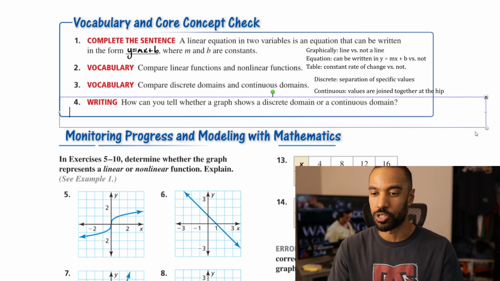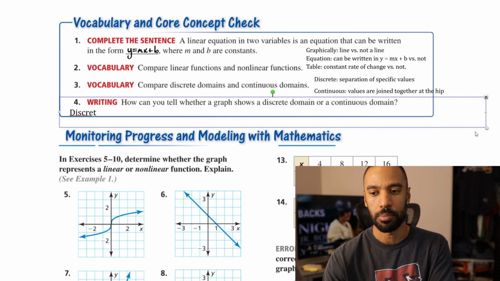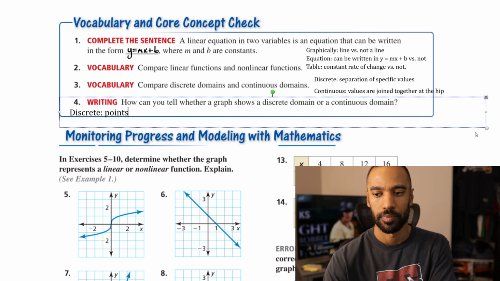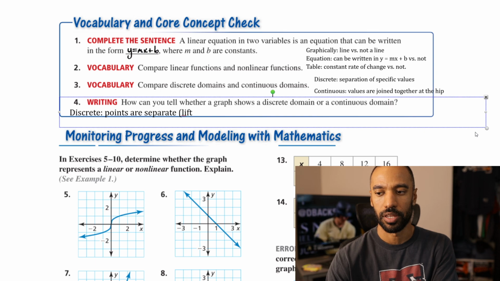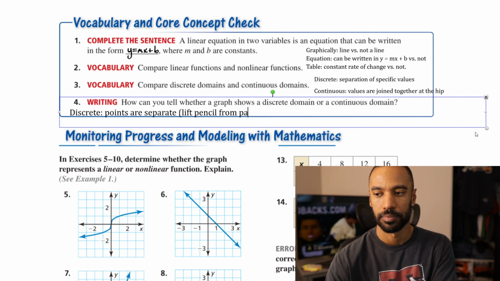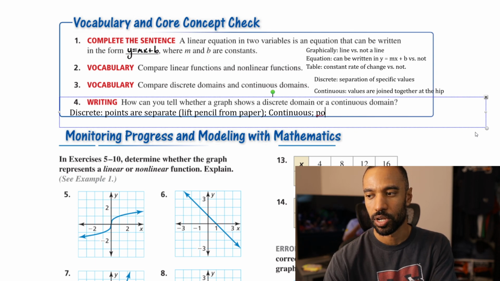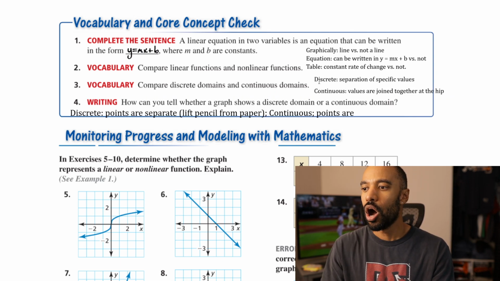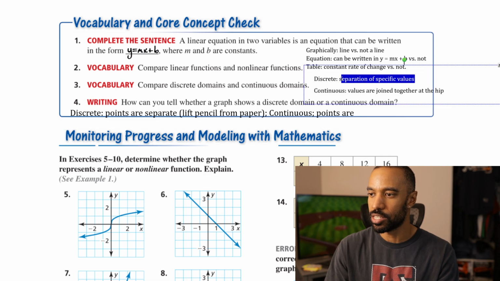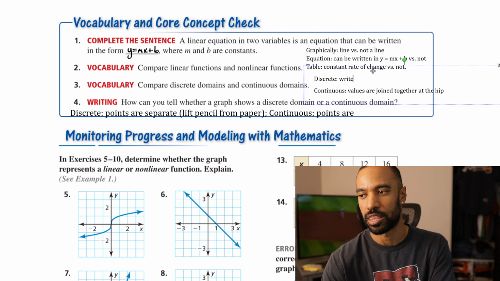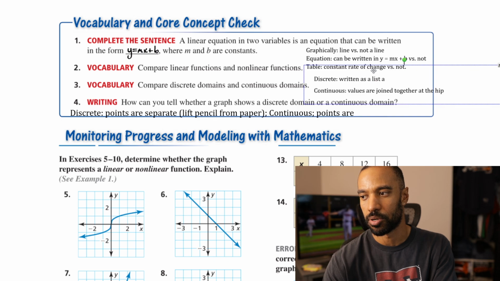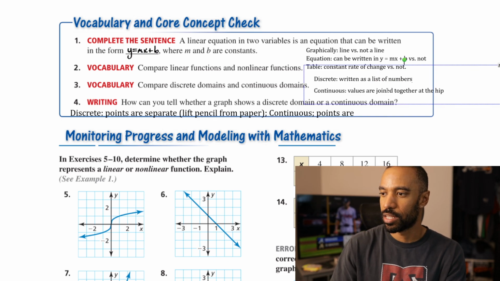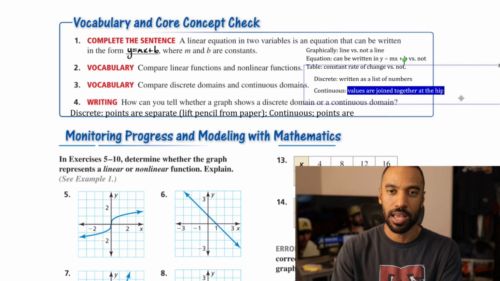So now I can use my version that I stated. But discrete points, again, are separate. You can lift pencil from paper. Whereas continuous points are connected. All points are connected. And that's kind of what I stated for number 3. So now I have trouble kind of coming up with what I'm going to say. Oh, discrete and continuous domains. I'm sorry. They did say domains. Okay, when I write domains here, I write them as a list. Written as a list of numbers. Let's say that. And then continuous, we'd say written as an inequality.